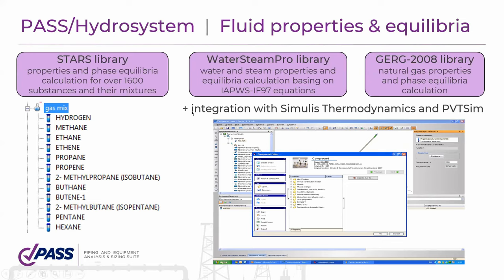Also, HYDROSYSTEM has integration with Simulis Thermodynamics and PVT-SIM. These are additional software libraries that allow you to calculate fluid properties and equilibrium. The only thing, unfortunately, is that they're not included in HYDROSYSTEM, so you should purchase them separately. So if you need more fluids, more components, you can use this additional software too.